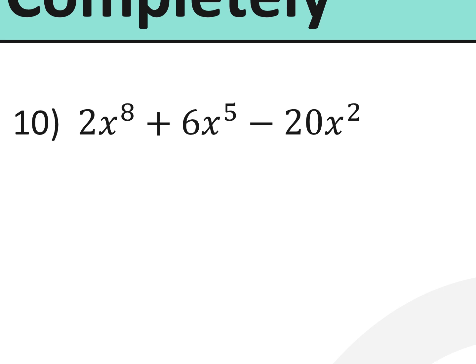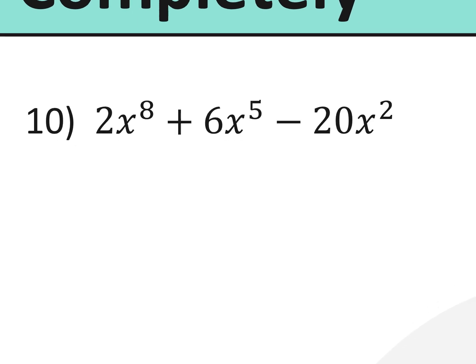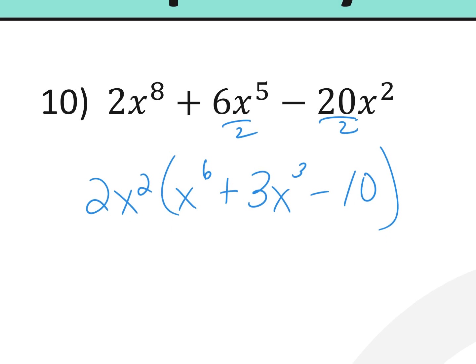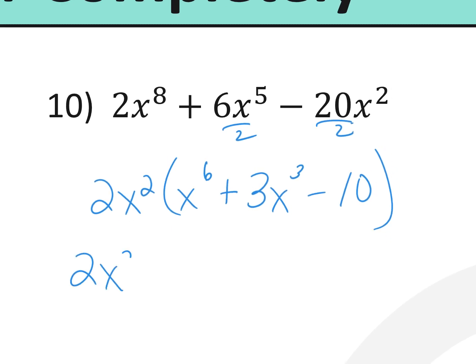What's the first thing we look for? GCF. Factoring is such a repetitive thing. You keep doing the same thing over and over and over again. What number goes into all three of these terms? 2. Good. And I can take an x what? Perfect. So I'm left with x to the 6th plus what? 3x cubed minus what? Right, minus 10. Okay. So my 2x squared is out in front.